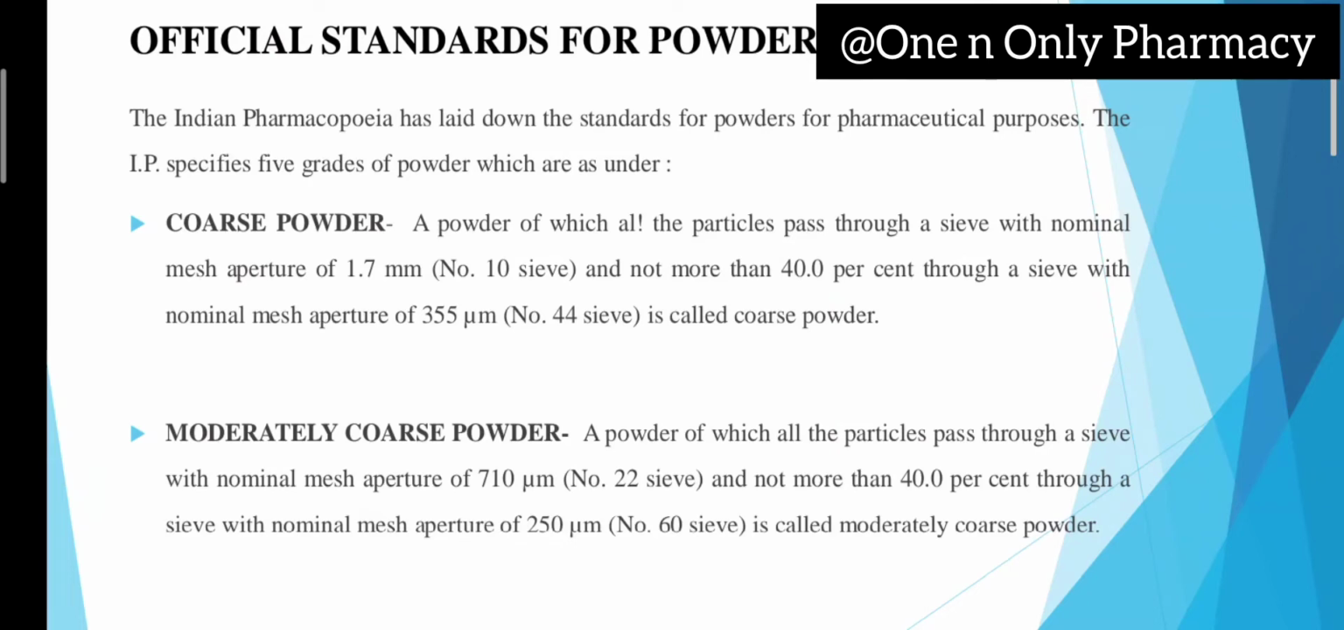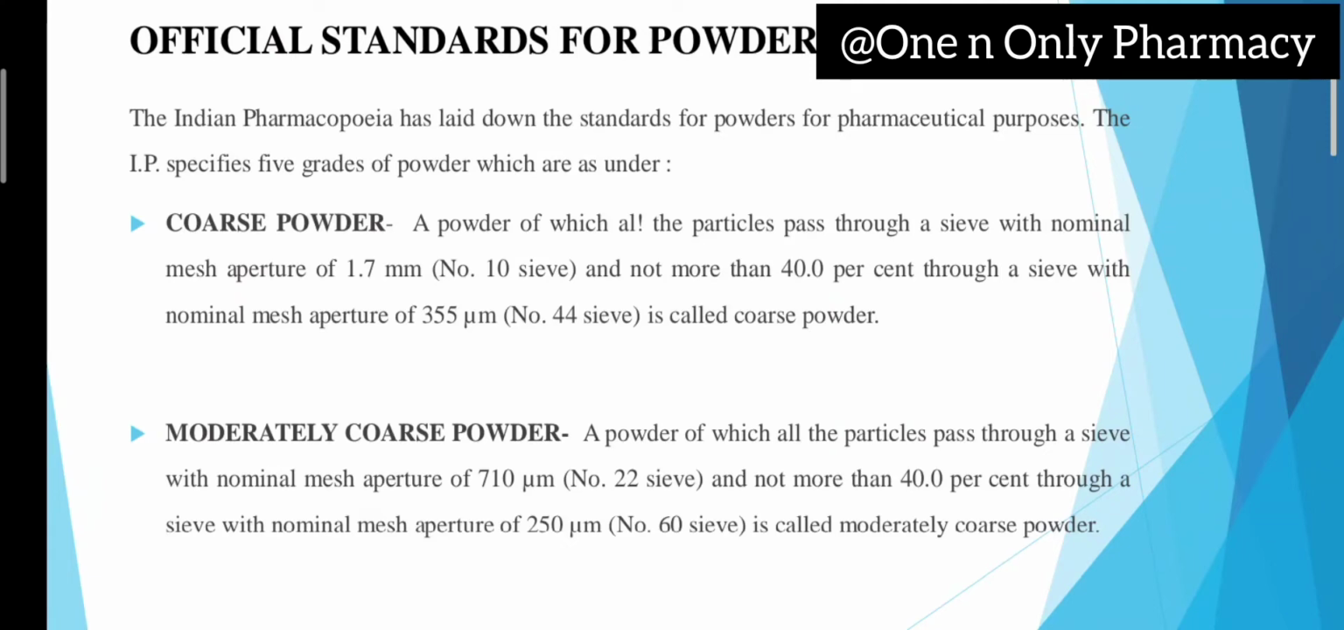According to the type of sieve, that is, through which sieve the powder particles are passed, we classify powders into their grades. In coarse powder, not more than 40% passes through number 44 sieve, and all pass through number 10 sieve. It comes under coarse powder.